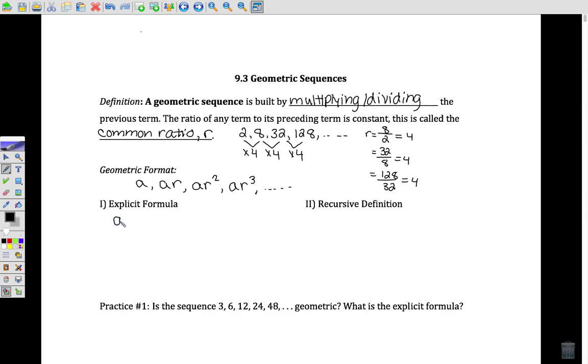So our explicit formula would be that the nth term is A, or my initial term, times R to the n minus 1. So in the 12th term, I'm going to take R and raise it to the 11th power. For the recursive definition, remember, two parts. The initial condition, so just tell me what the first term is, and then the formula part, all this is going to be, you take the previous term and multiply it by the common ratio R.